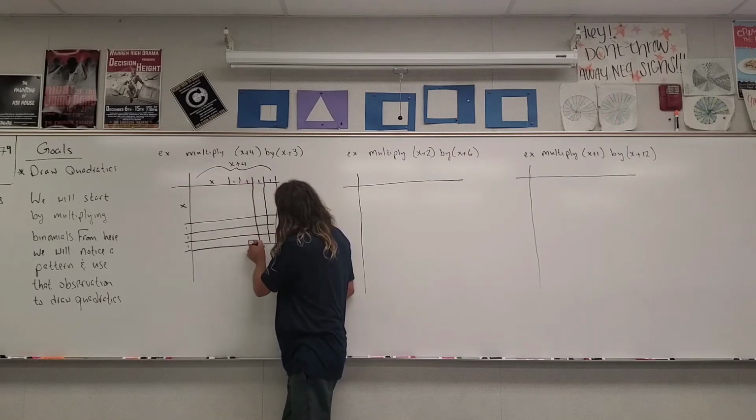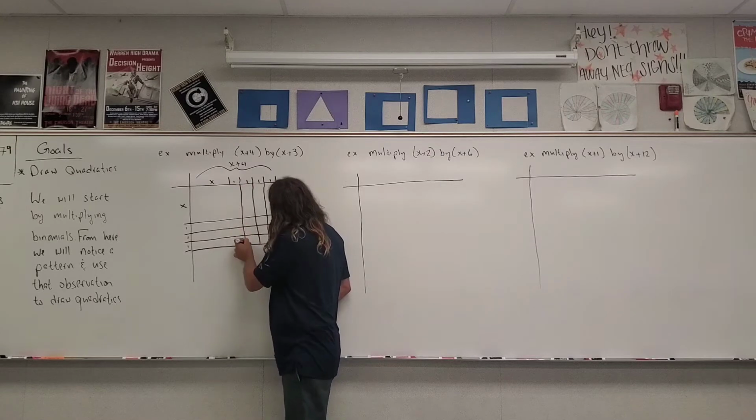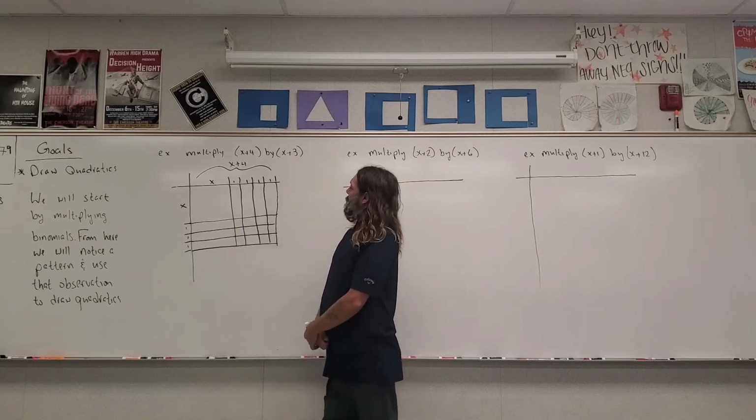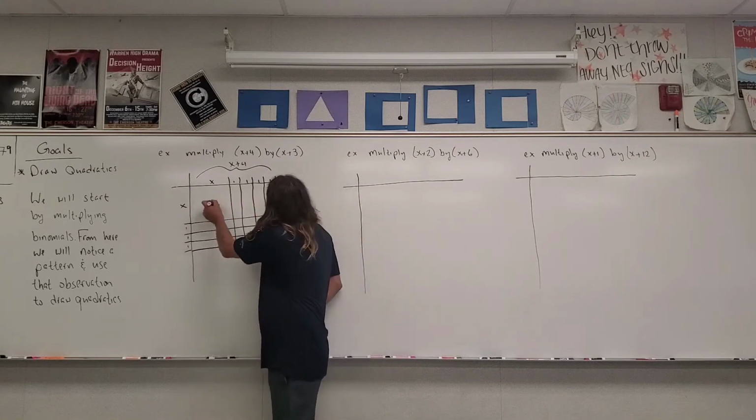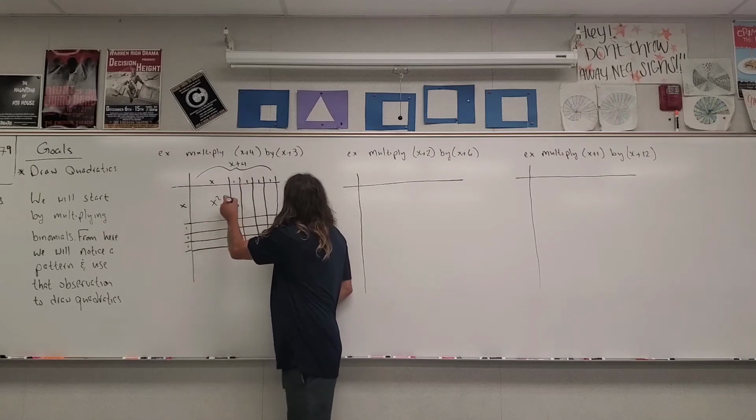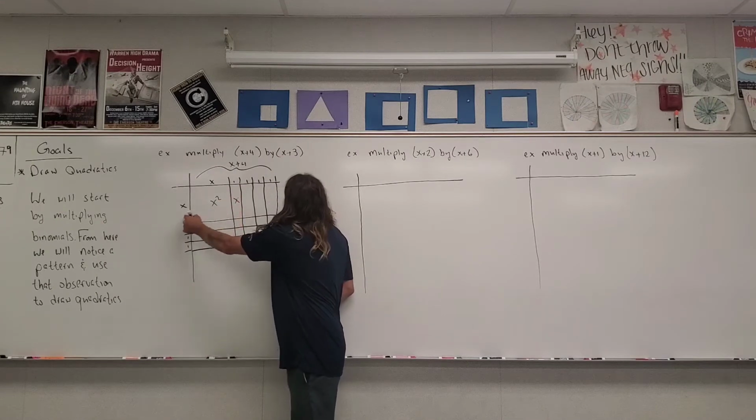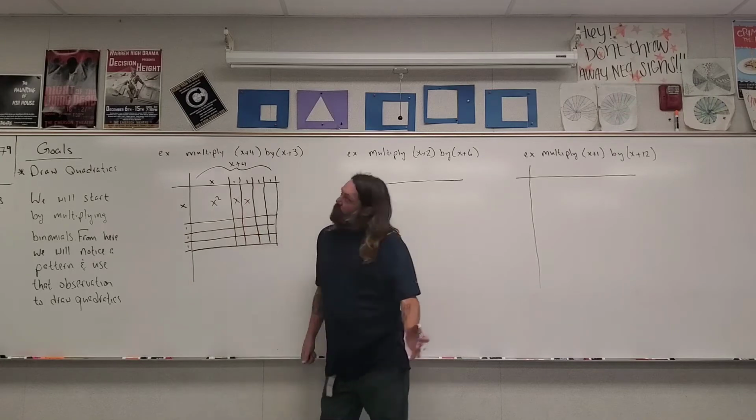Don't worry about your lines not being perfectly straight. Just make sure that the x's are longer than the ones. That's all that matters. All right, so here's what we have. I have an x and an x, that gets me x squared. I have an x and a 1, that gives me an x. I have an x and a 1, that gives me x. And by the way, these are multiplying.